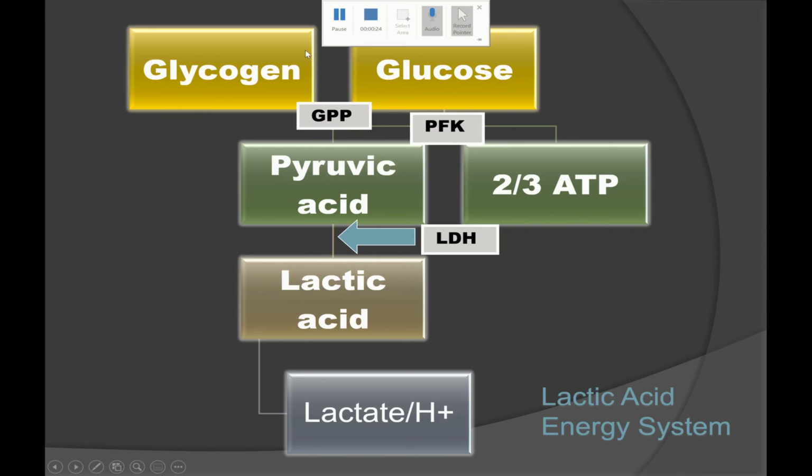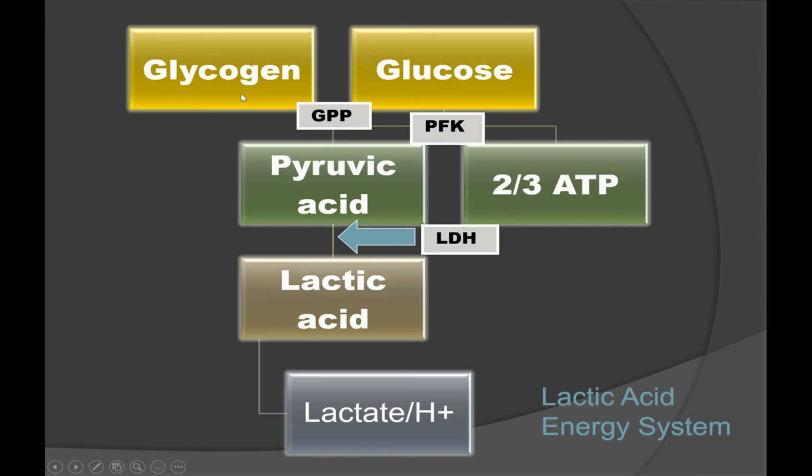Once we've broken down glycogen into glucose, we again require an enzyme in order to break that down, and we have an enzyme known as phosphofructokinase, PFK for short. What this will do is break down glucose so that we can resynthesize 2 to 3 ATP. If we're using glycogen as our main form of substrate, then we produce 3 ATP. However, if we're relying on some blood-borne glucose that we get from our bloodstream, maybe if glycogen is depleted and low, then we only resynthesize 2 ATP.